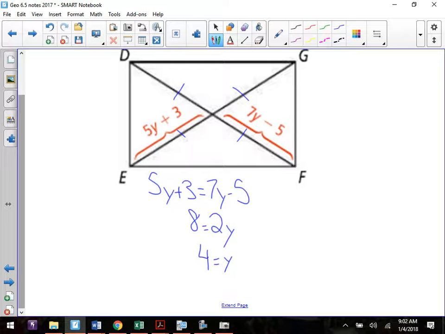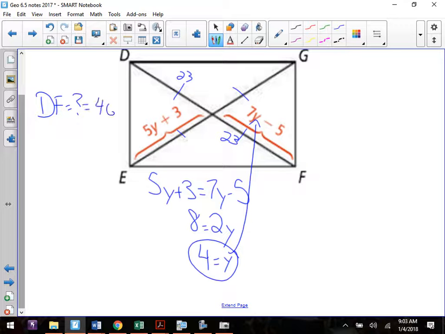One of the things that you might see with something like this is that it would say, hey, find the value of y, and then what is DF? If it asks, it might say, what is DF then at the end after doing all that work? Well, if you figure out what the value of y is, you substitute in. 7 times 4 is 28. Subtract the 5, you get 23. That means that part's 23 and that part's 23. Like you said, Josh, it is good.